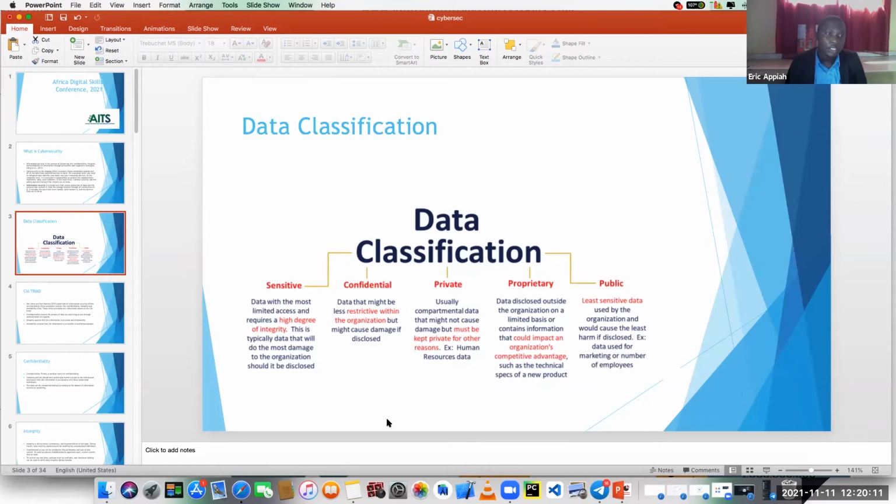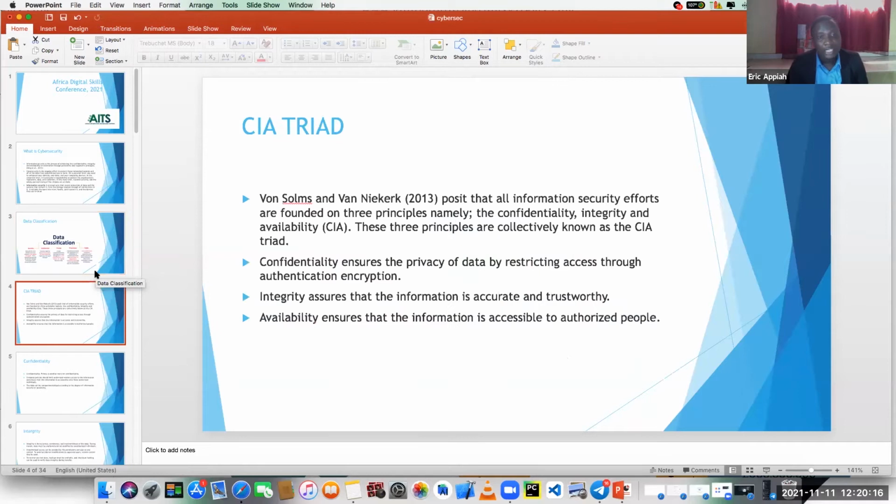So having classified the data, let's talk about the CIA triad that I mentioned. Earlier on, I mentioned that the pillars of cybersecurity are the CIA. Von Solms and Van Niekerk, 2013, posited that all information security efforts are founded on three principles that I'm sharing with you right now: confidentiality, integrity, and availability.